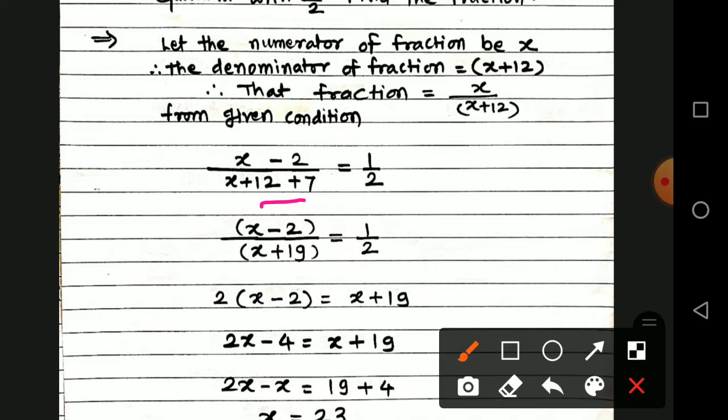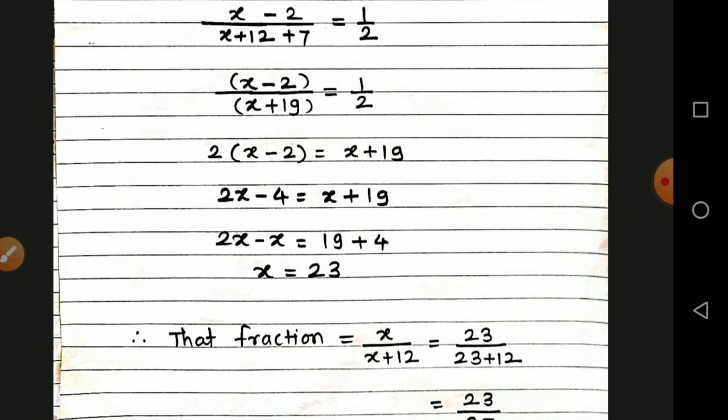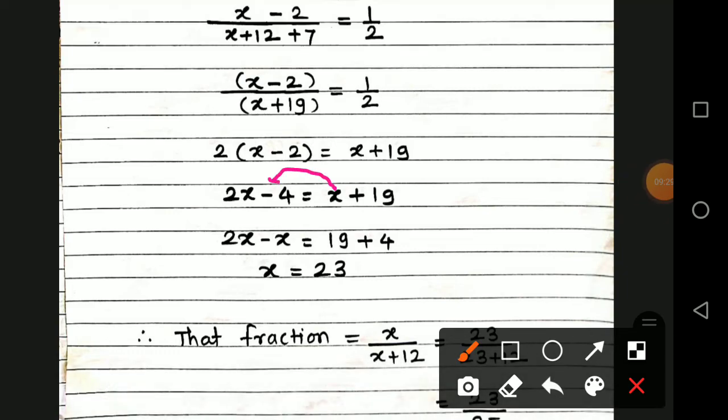2 in bracket x minus 2 is equal to x plus 19. In the next step, multiply 2 by the terms which are in the bracket. 2 into x minus 4 is equal to x plus 19. Collect the variable terms to the left side and numerals to the right side. 2x, transpose this plus x to the left, it becomes 2x minus x, and this minus 4 to the right, 19 plus 4. In the next step, 2x minus x means x, 19 plus 4 means 23.